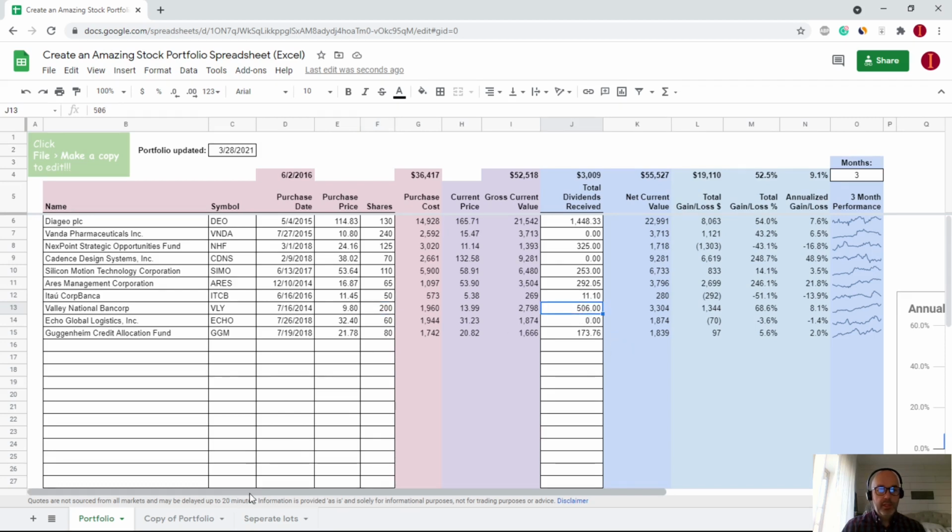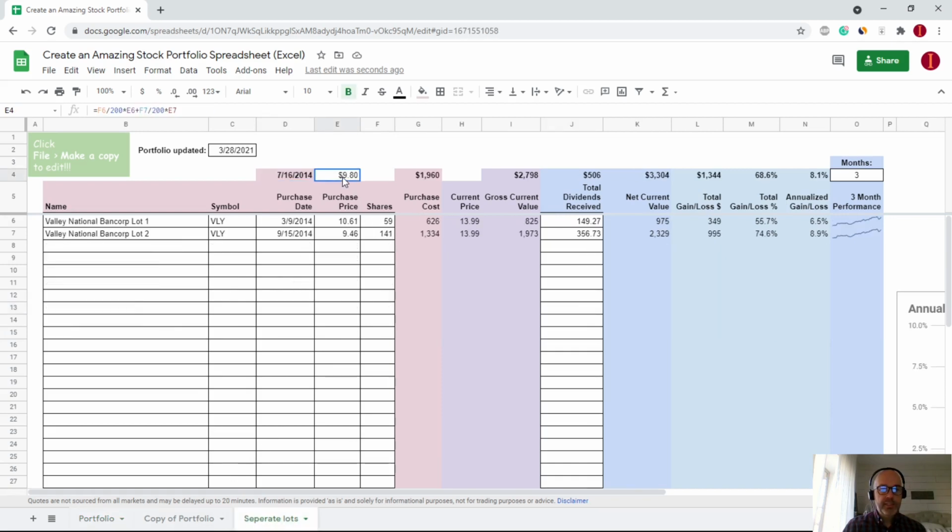And then all that's really left, if you want to group it all together into one entry, is to come up with a weighted average purchase price. And you can see that I did that here, and all I did was take the number of shares divided by 200, my total number of shares, and took it times the first purchase price, then 141 shares divided by 200, took it times the second purchase price. So that gives me a weighted average purchase price.